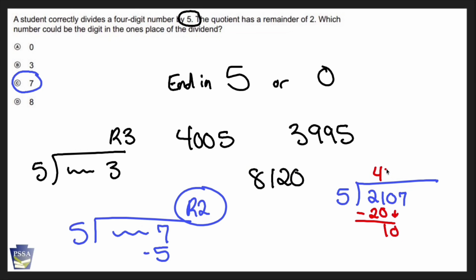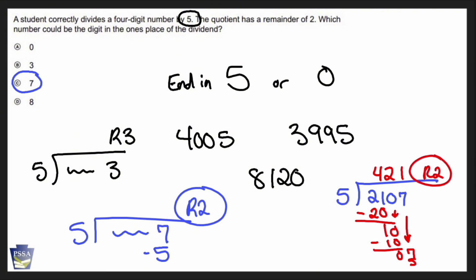5 goes into 10 twice. 2 times 5 is 10. Minus 0. Drop down to 7. 5 goes into 7 once. 1 times 5 is 5. Remainder 2.